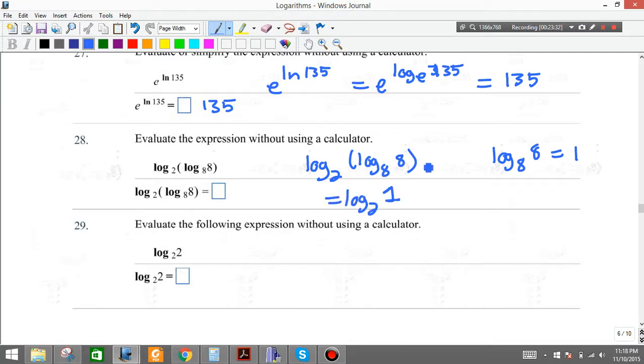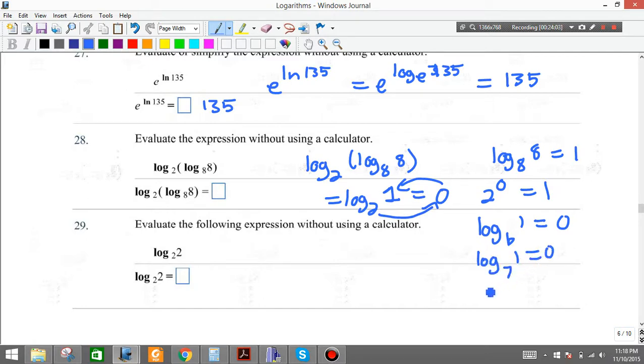Now, we have yet to say this, but the power you need to raise 2 to in order to get 1 is 0. And so, because 2 to the 0 is 1, because any number to the 0 power is 1. Right? And now, while I'm here, there is nothing special about 2. In general, log base b of 1 is always 0 for any base. So drilling on that pretty quickly, log base 7 of 1 is 0, log base 2 of 1 is 0, log base 11 of 1 is 0, and so forth. The answer here is 0.